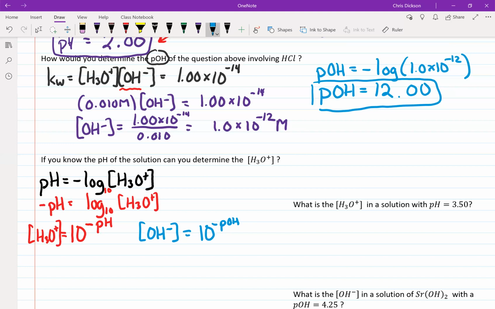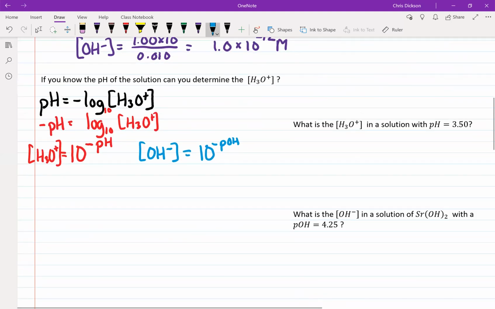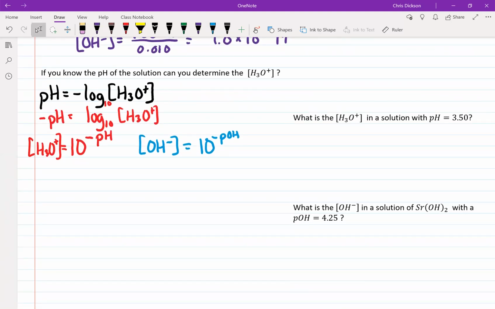So let's try these two questions over here. See if you can answer those two using those new formulas now. What is the hydronium concentration in a solution with a pH equal to 3.50? And what is the concentration of hydroxide in a solution of strontium hydroxide with a pOH equal to 4.25? Why don't you pause the video and see if you can do those.